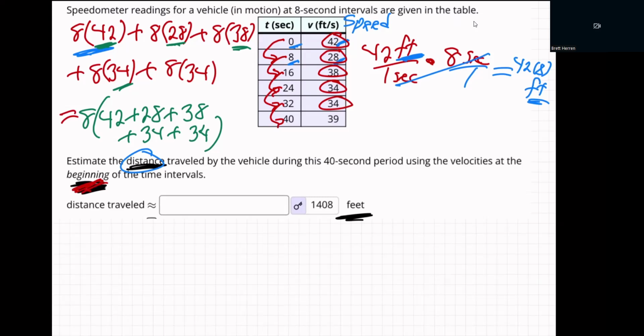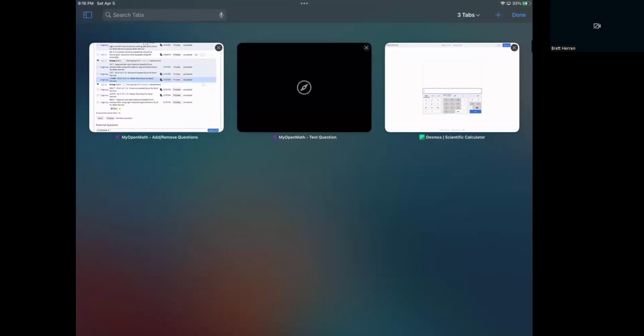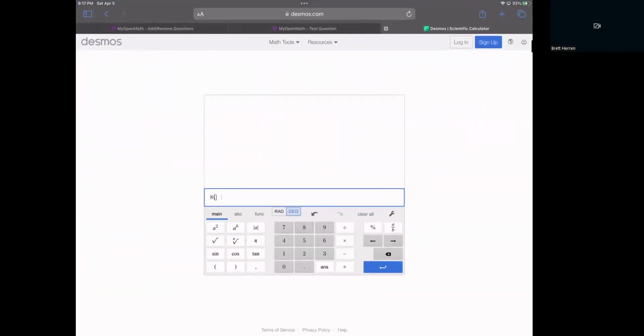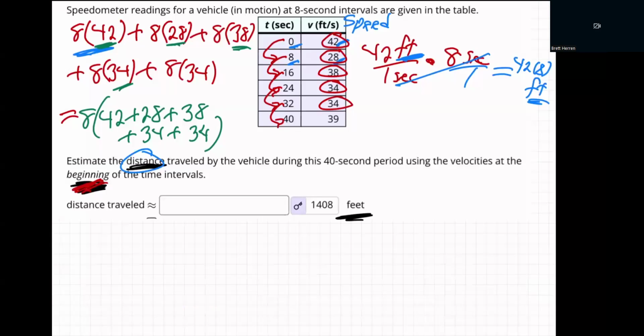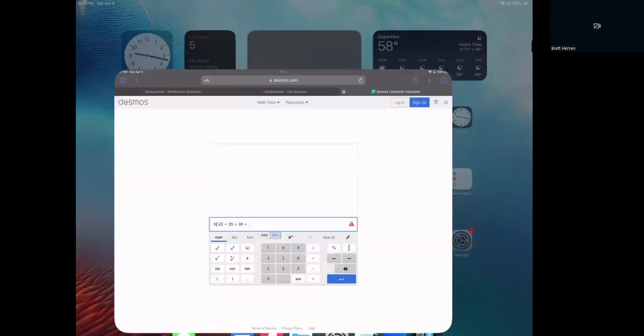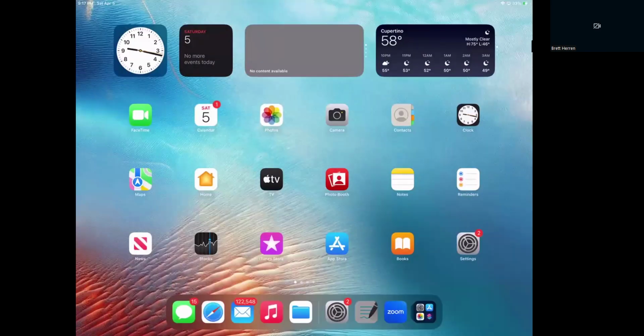8 times 42, 28, 38, 34, 34. And I got 1408. 1408. And that's the answer.